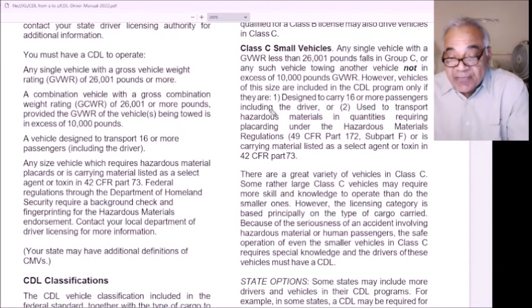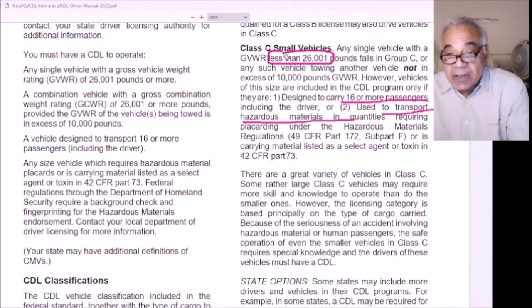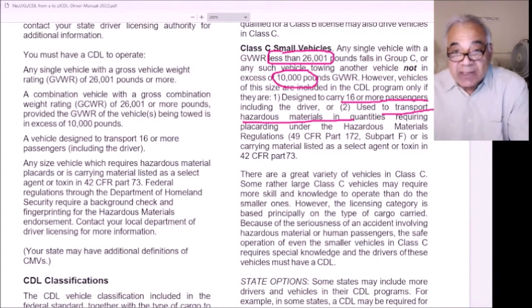The Class C is different from Class A and Class B, so the weight here is not as important. But the weight has to be less than 26,000 pounds for the combined vehicle, or if there is a trailer in tow, the trailer has to be less than 10,000. But it has to deal with this very specialized function, which is either transporting passengers or transporting hazardous materials.